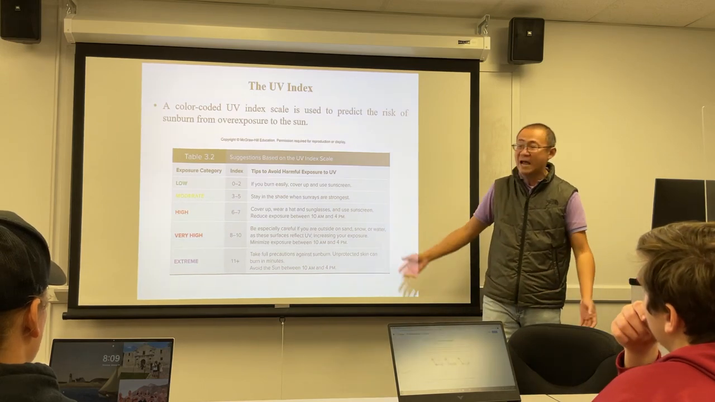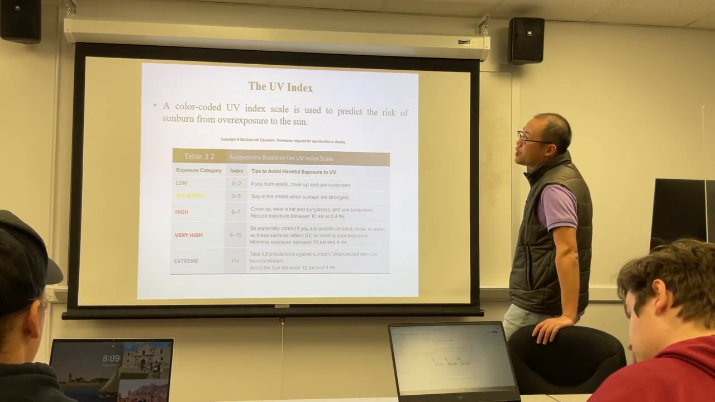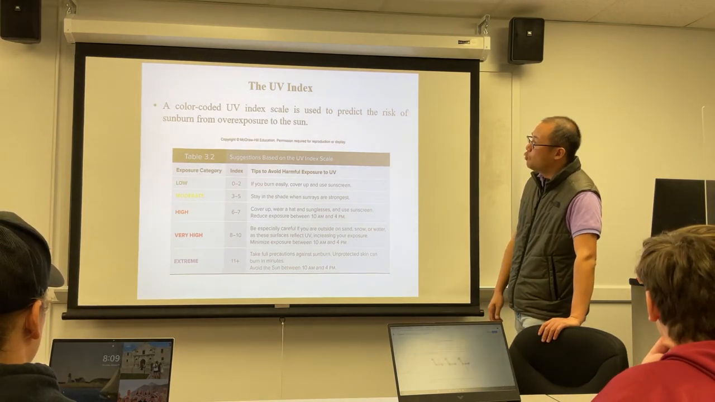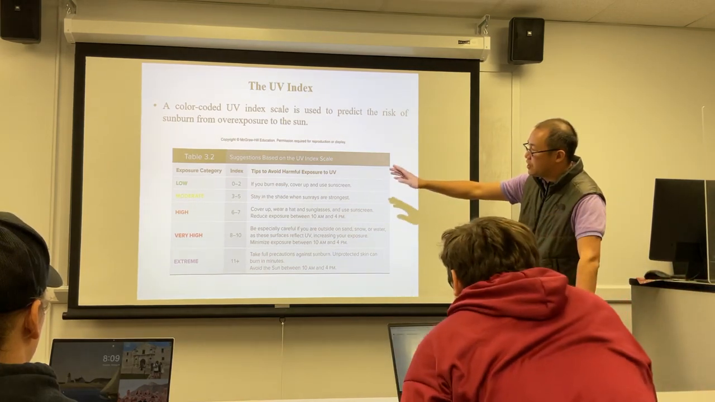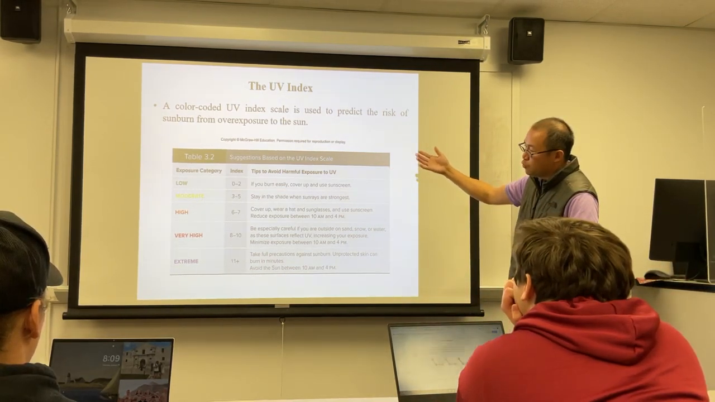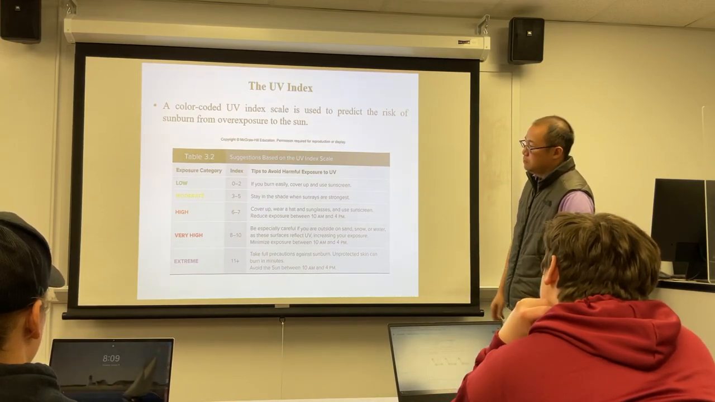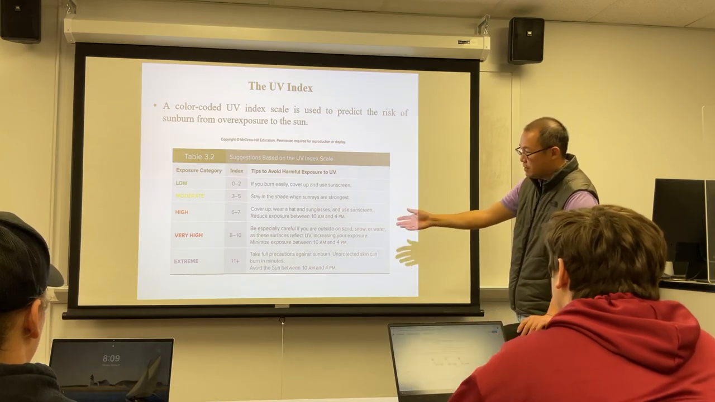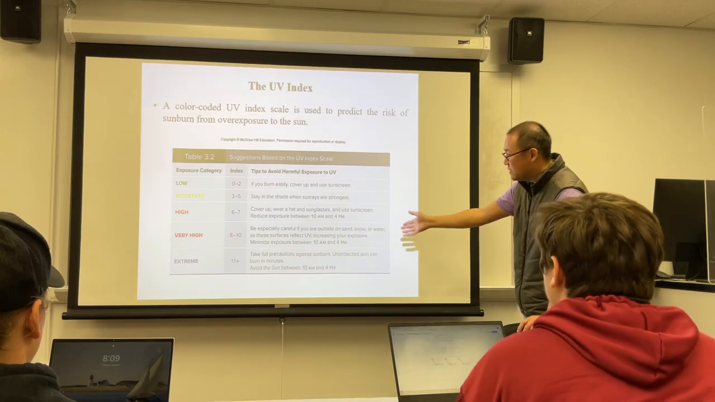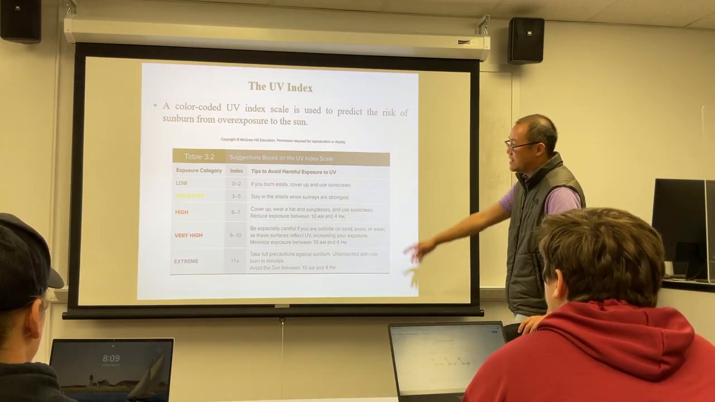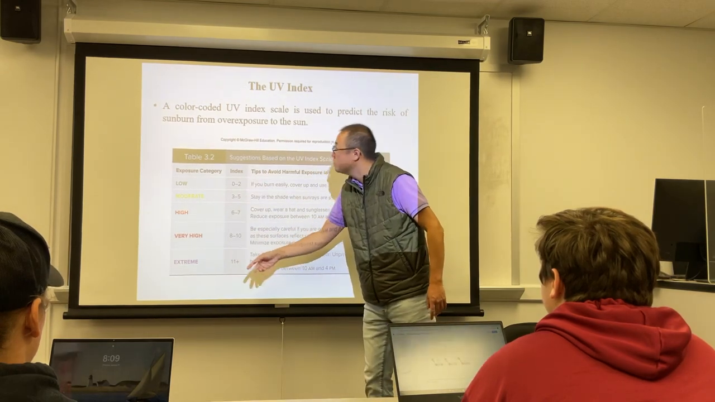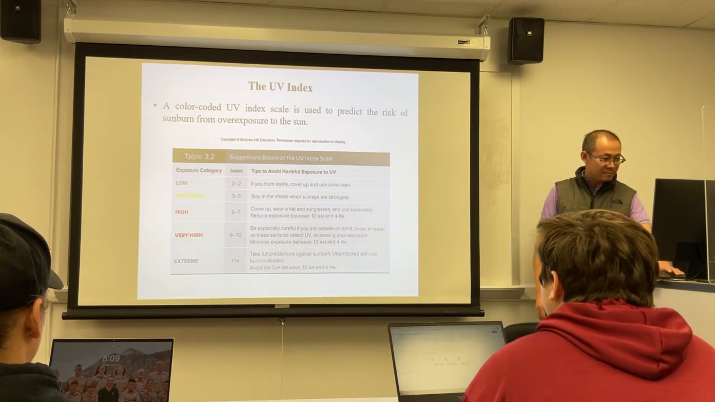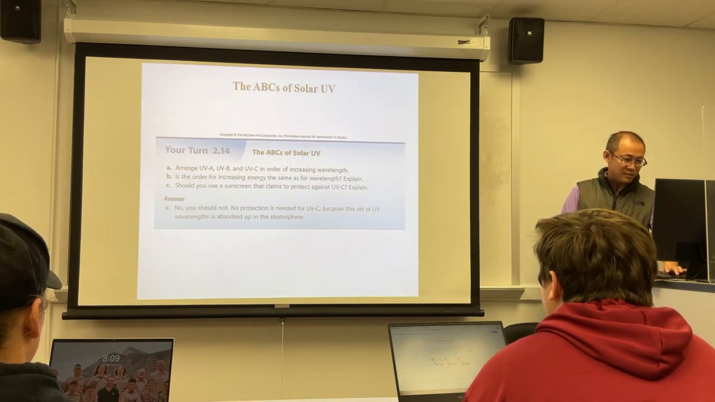Our society has a color-coded UV index scale used to predict the risk of sunburn from overexposure to the sun. You can see these are different colors. Green and yellow mean low exposure or less harmful. More violet, more purple, means more UV, and that means more harmful. This index is by number, ranging from 0 to 11 plus. You may see those in your weather apps.